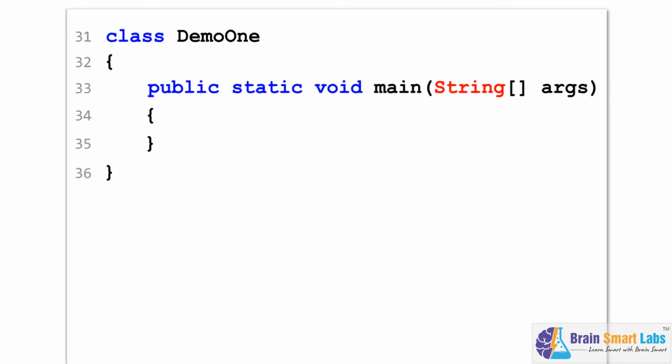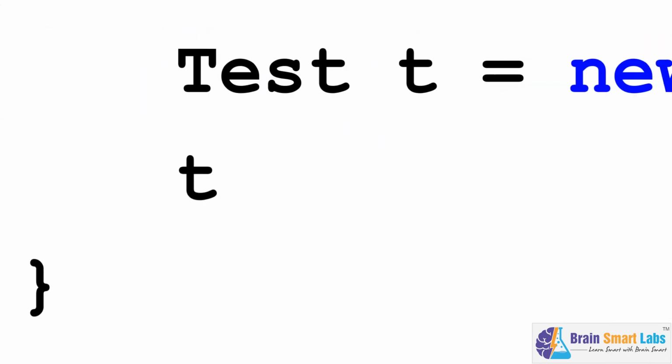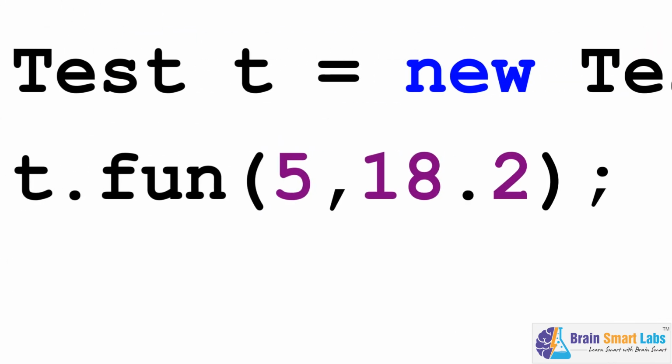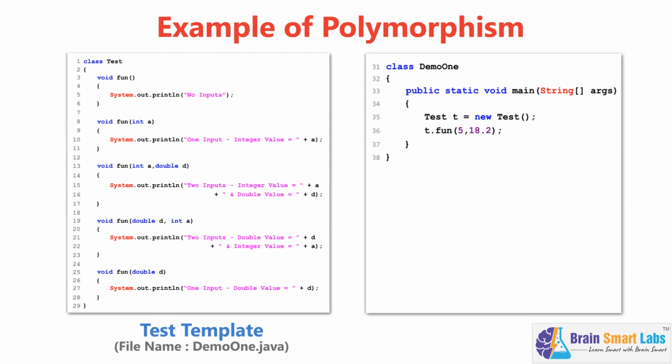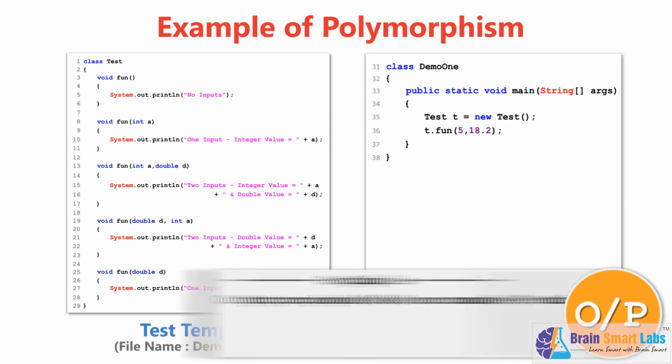Now inside the main class demo1, our job is to create an object of the above test template, and after creating the object of test, we invoke any one of the above fun method randomly as seen over here. Let's see. Let me first invoke the fun method by passing the inputs as 5 and 18.2. Compile the file demo1.java by pressing the buttons Ctrl 1 and boom.